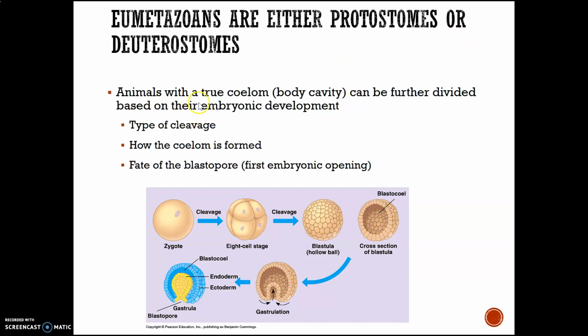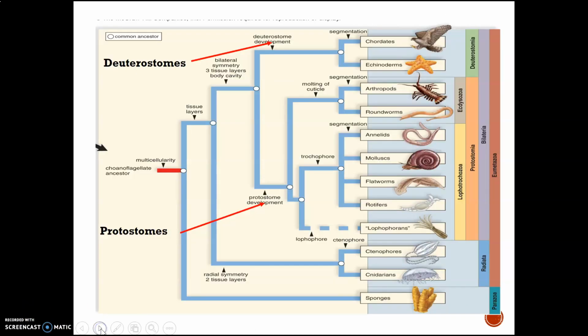Okay, so those organisms that have a 3-layered system can be further divided based on their embryonic development. One of the big things is the fate of the blastopore, which is that first opening, that first little indent that happens. In our protostomes, the first opening that shows up is going to eventually form the mouth of the animal, and in deuterostomes, the first opening that forms is going to become the anus of the animal.